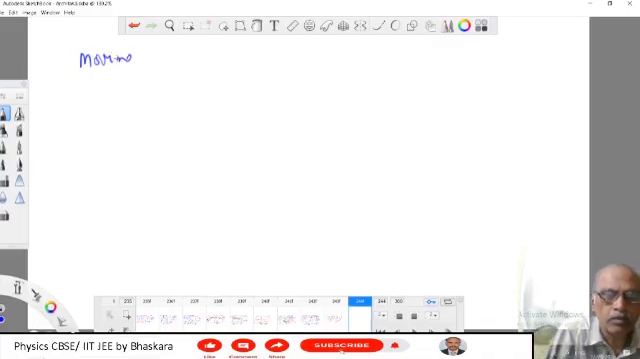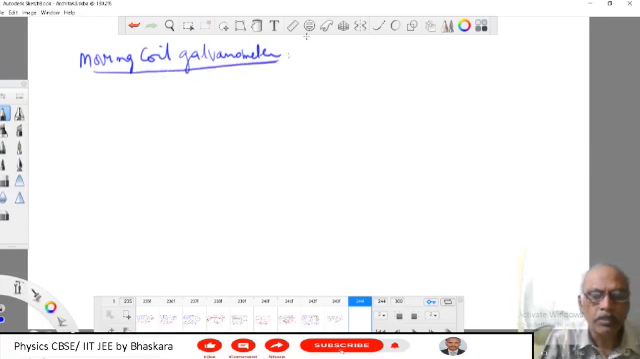Moving coil galvanometer. What is the moving coil galvanometer? Actually, what is the galvanometer? Galvanometer is a device.